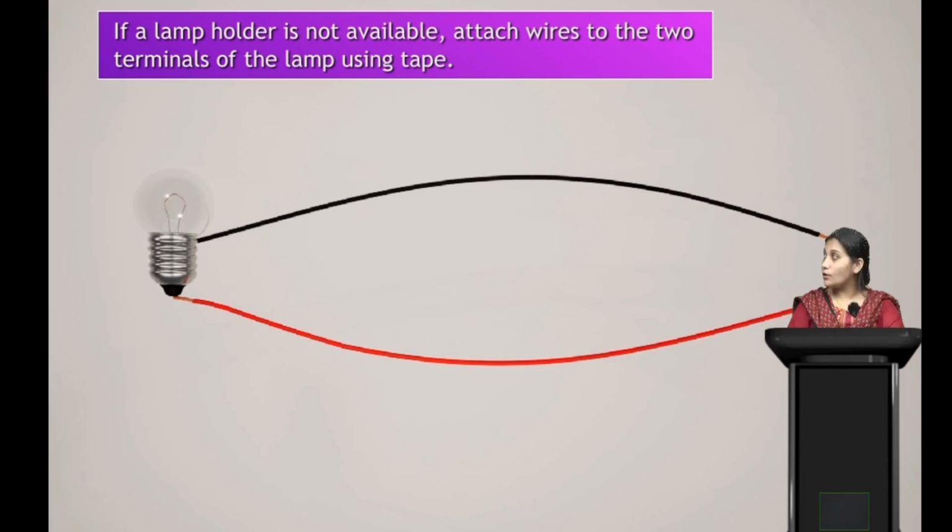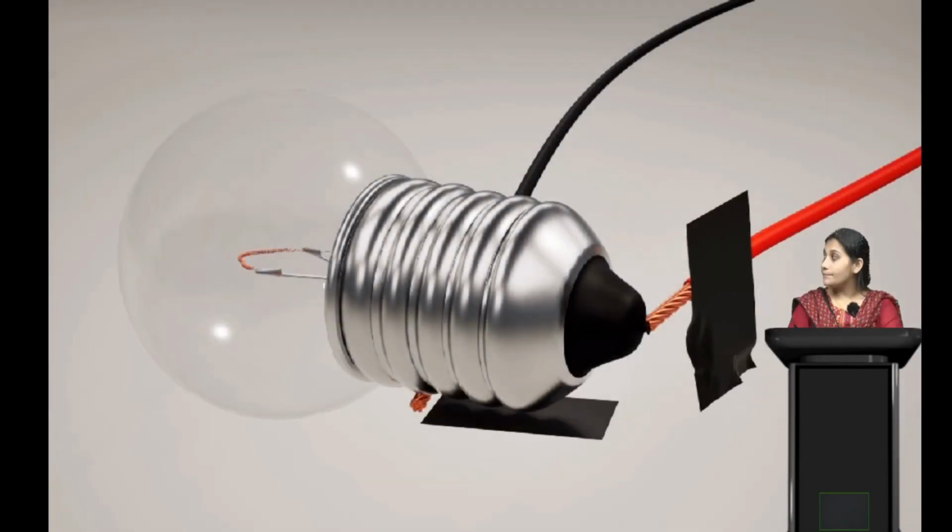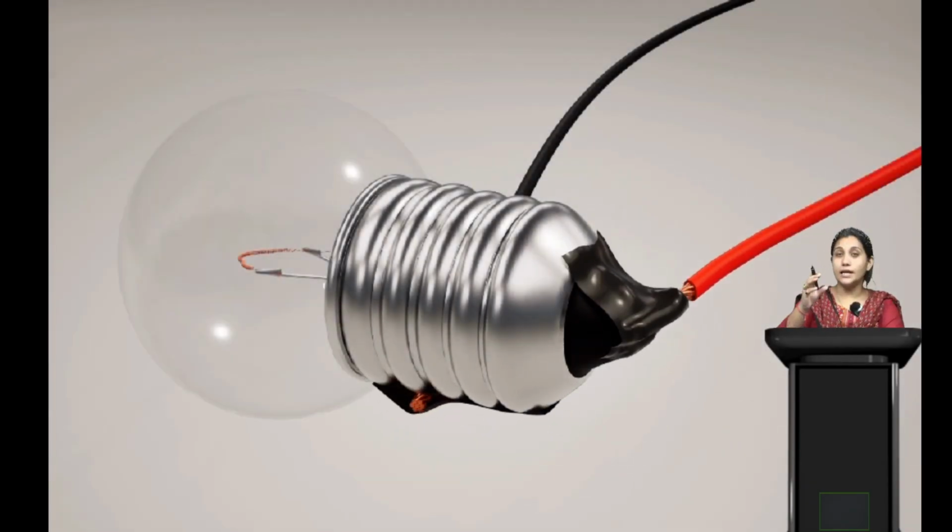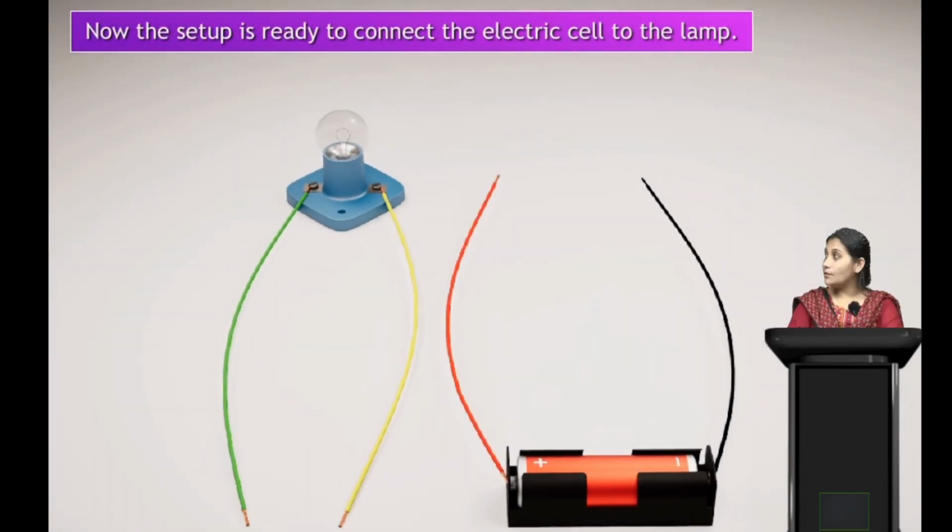And then if a lamp holder is not available, attach wires to the two terminals of the lamp using a tape. Now if you don't have a lamp holder, what will you do? You will connect the two wires to the two sides of the lamp. Okay, to the two sides of the lamp, attach the two wires using a tape. See, like this, to the two sides of the lamp, you just attach those two wires, using a tape.